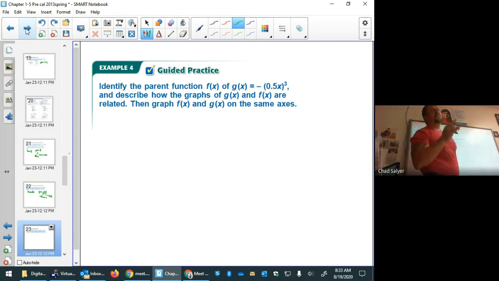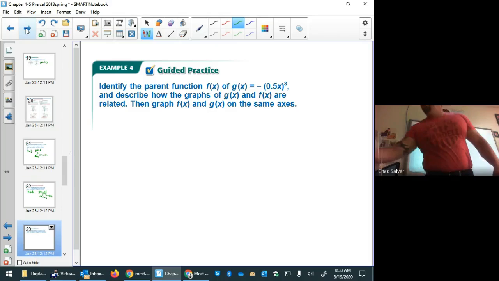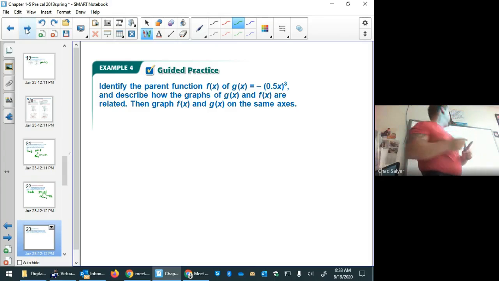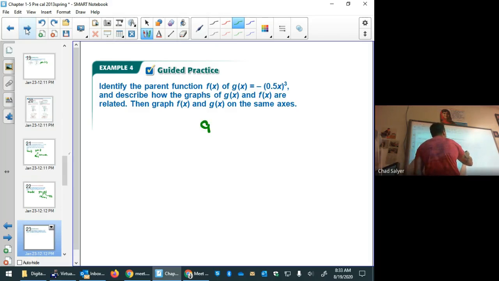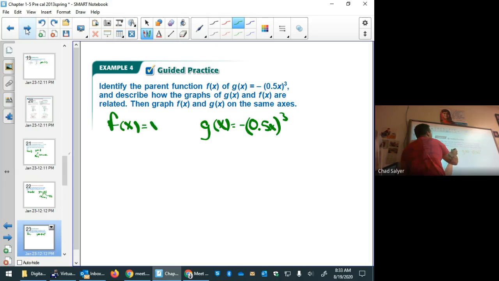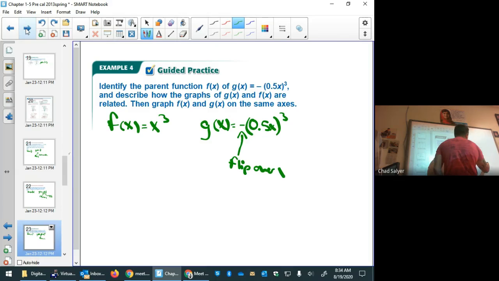So here's one for you. Pause the video, work through this one, and then come back and see if you're right. Okay, so negative 0.5x cubed. And the parent function, of course, is going to be x cubed. So we've got to flip over the x-axis, and then a horizontal stretch.